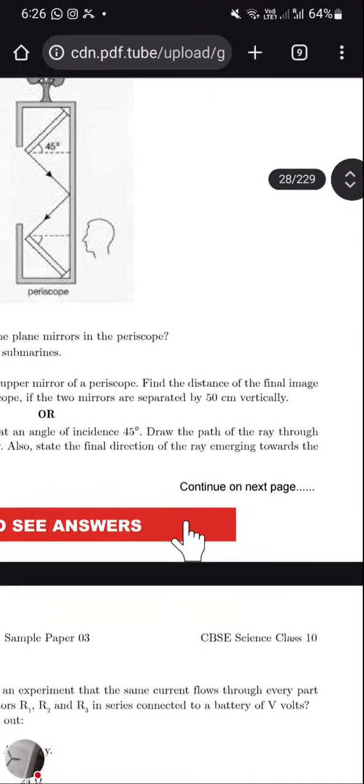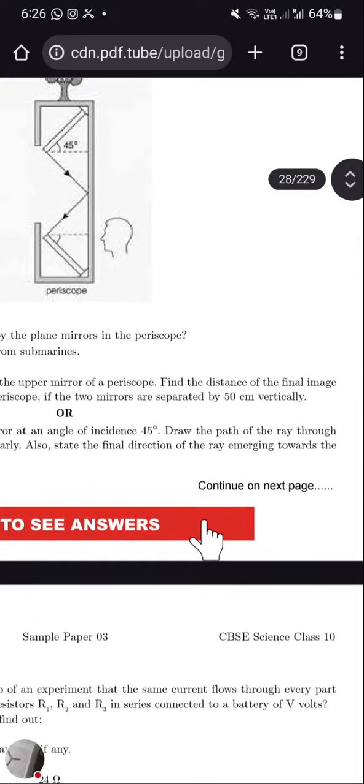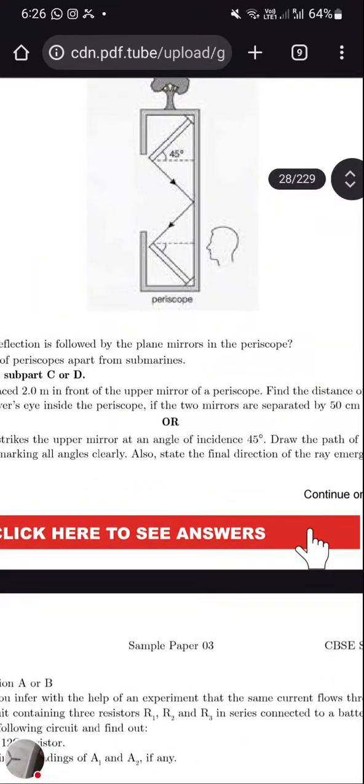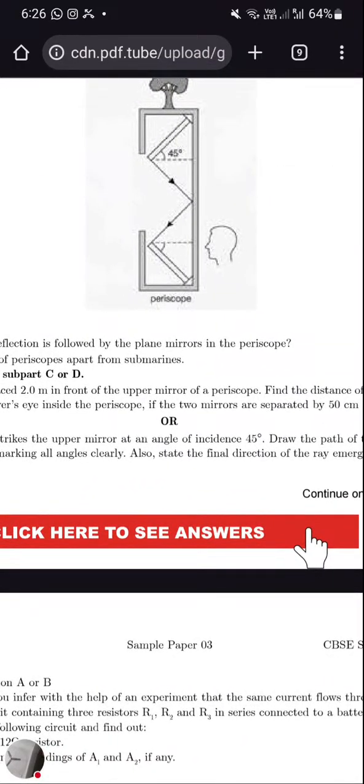You need to find the distance of the image. Two mirrors are separated by 50 centimeter vertically. So at what distance you will get the image? Angle I is equal to angle R, angle of reflection. Correct. How did you get 2 centimeter? Some other answer you wrote, Vivek. So will you explain that answer to me?